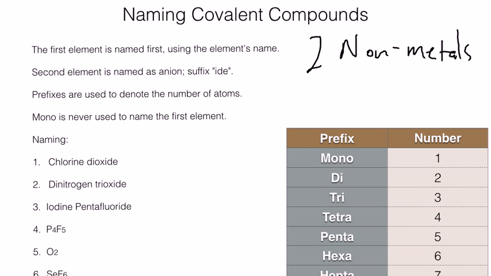The process for naming these is that the first element is going to be named first, and we use the element's full name for that. And then the second element is named as the anion, and the suffix we have for this is going to end in IDE. We drop off whatever suffix the element is named with and replace it with IDE. Prefixes, before you actually write the element's name, are used to denote the number of atoms of that element. For the first element, if it's a single atom, we're never going to use the prefix mono.